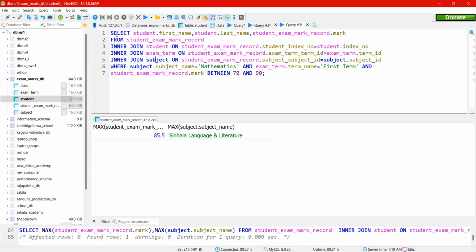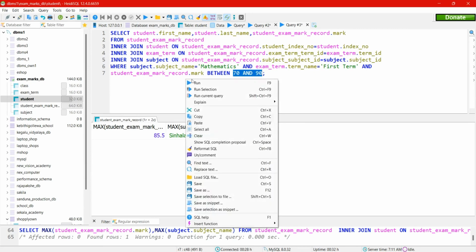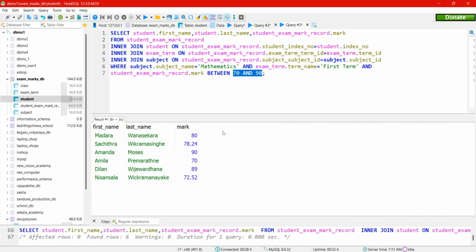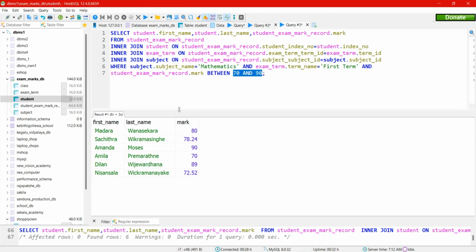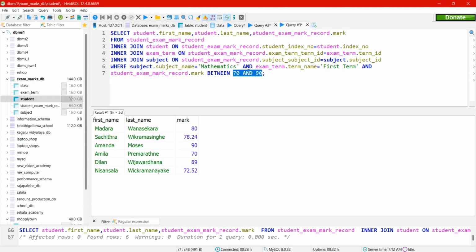So this is the query for the third question. And especially when you come here, you can see we have used the keyword called between. We studied about this in one of our previous videos. Let's execute this query. And now you can see here we got the results of the students who got marks between 70 and 90 in the first term mathematics subject.